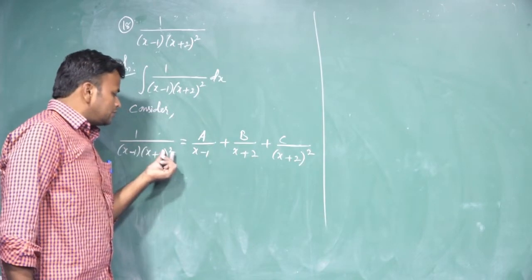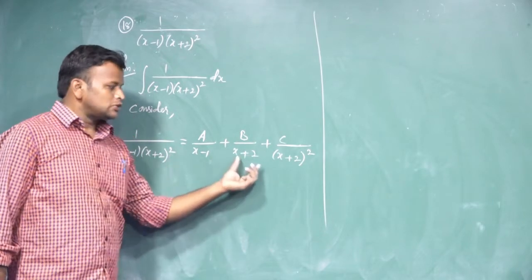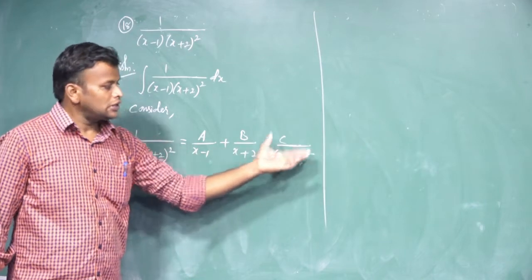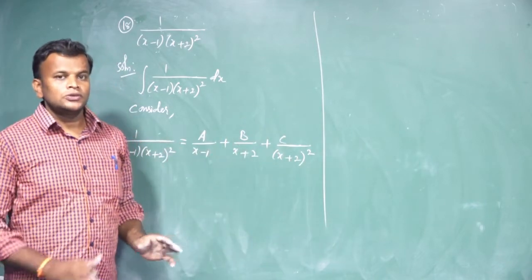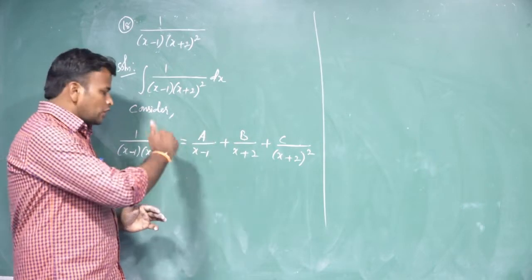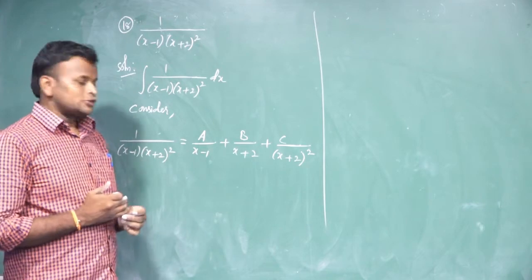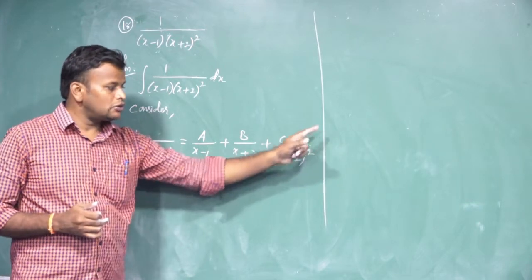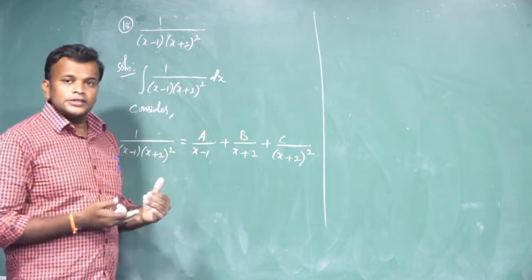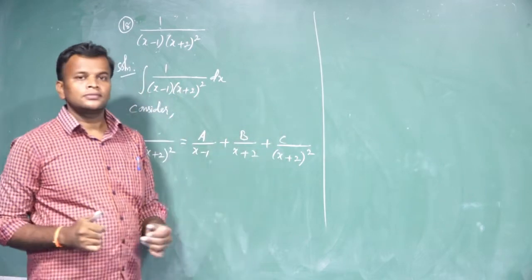Okay, square is there. We raise the power 1 by 1. Suppose cube is there, x plus 2 the whole cube. So it is a working rule to write, for a repeated factor, square, cube like this. Maximum here there will be power 3. Suppose power 3 is there, plus d divided by x plus 2 the whole cube. Okay. The next step is to find the unknown constants a, b and c.